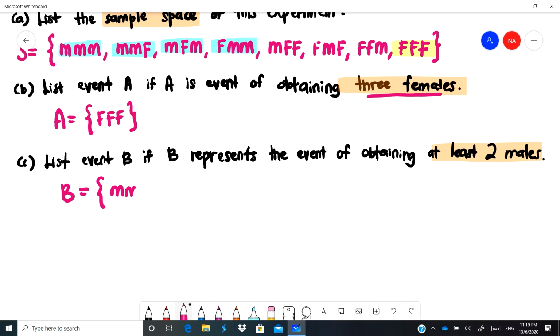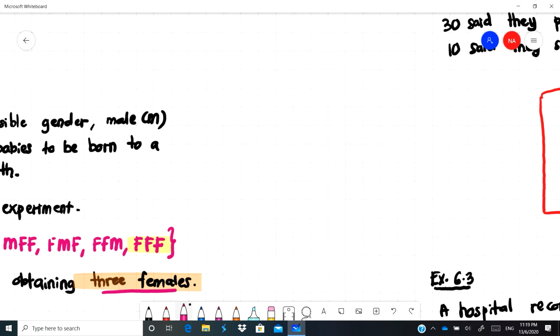So it can be male, male, male; male, male, female; male, female, male; or female, male, male. These are all the possible outcomes for event B, which is getting at least 2 males.